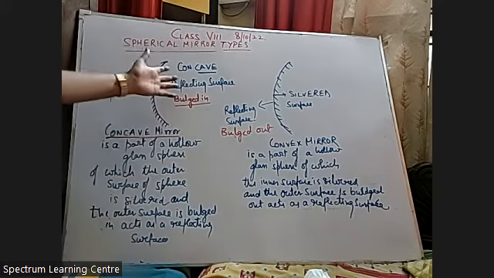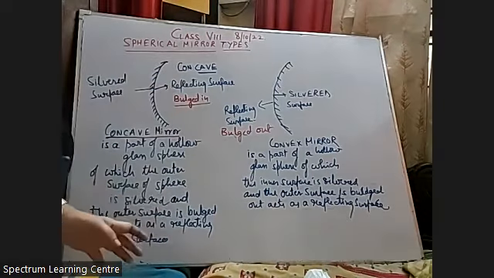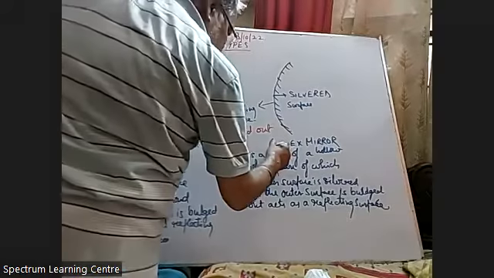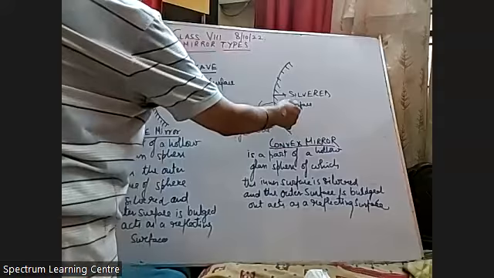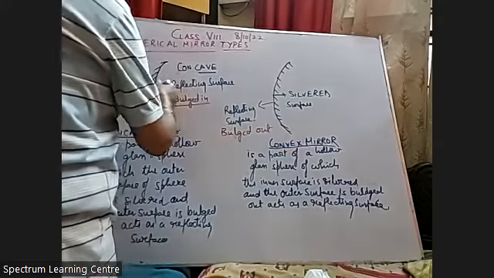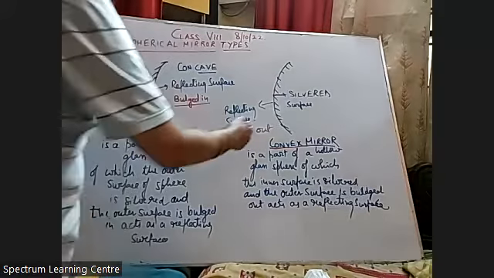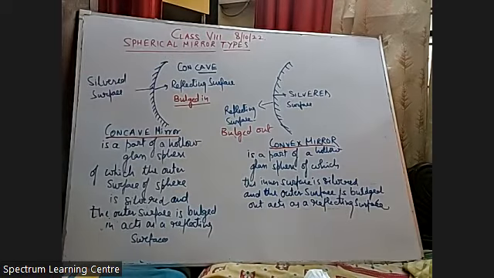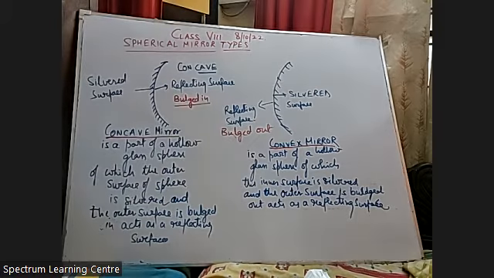See, you can find many differences if a question is given on the difference between a concave and a convex mirror. First, in concave the silvered surface is outer, in convex the silvered surface is inner. The reflecting surface is bulged in for concave, and bulged out for convex. There will be more. This is a converging mirror. This is a diverging mirror. I cannot show you right now because you have no idea about ray diagrams.